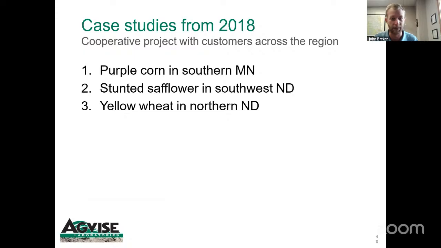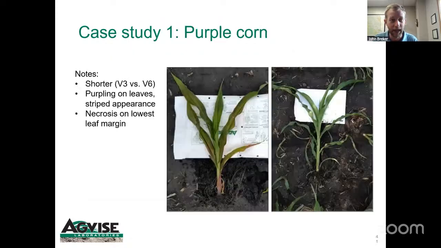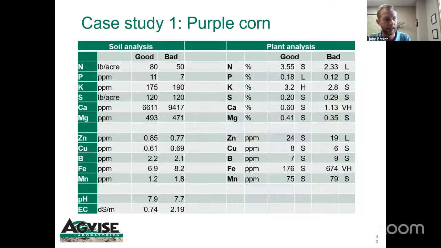And so I got a couple different examples that I'll share here with some purple corn coming from southern Minnesota, some stunted safflower coming out of southwest North Dakota, and then also some yellow wheat up on the northern tier of North Dakota. So the first example, got some purple corn here. You got these bad looking samples on the left. They're shorter, they're stunted, they have a V3 growth stage compared to the good looking areas that are up at V6. You got this purpling of the leaves, getting a little bit of a striped appearance as well. And also we're starting to lose some of those lower leaves with some necrosis popping up on those lower leaves.